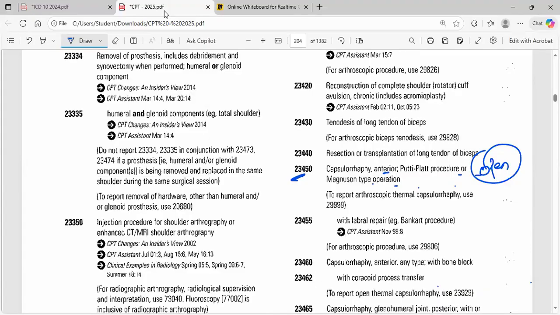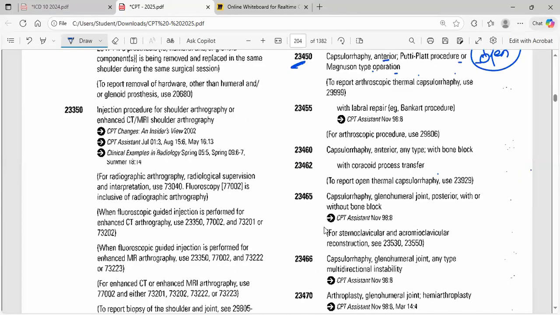Next is 23466. 23466 is a capsular release itself, but this one is for the glenohumeral joint, and this one is an anterior capsulorrhaphy procedure, and this one is on the shoulder joint.